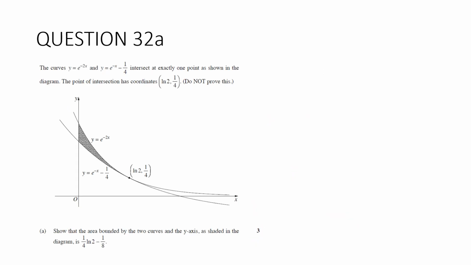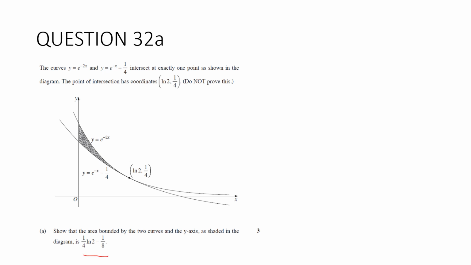Okay, last question. Now this is also one that I marked last year. Question 32a, the curves y equals e to the negative 2x and y equals e to the negative x minus a quarter intersect at exactly one point, as shown in the diagram. The point of intersection has coordinates ln 2 and a quarter. Do not prove this. Part A, show that the area bounded by the two curves and the y-axis as shaded in the diagram is this.